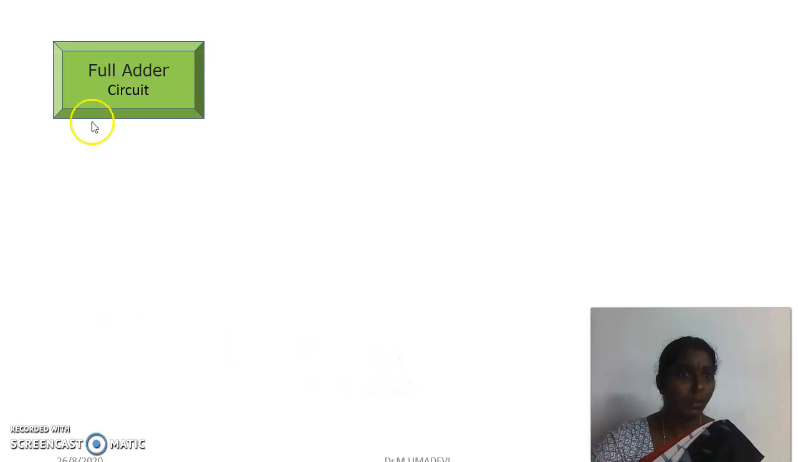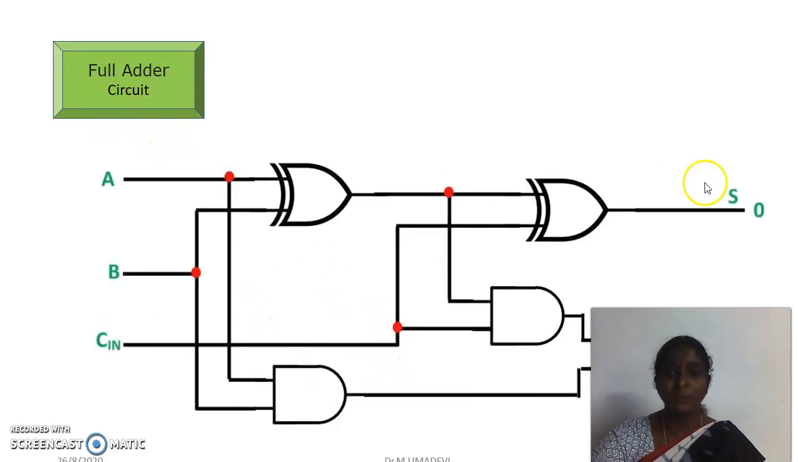So next one, the full adder circuit. A, B, C are the inputs, and S, sum, and C out, carry out, are the outputs. These two are exclusive OR gates and these two are AND gates, and the result is obtained through an OR gate. So the sum we can obtain through the exclusive OR gate and carry out we can obtain through the OR gate.